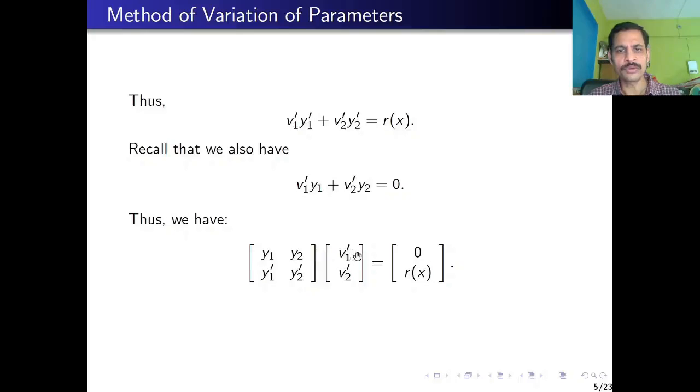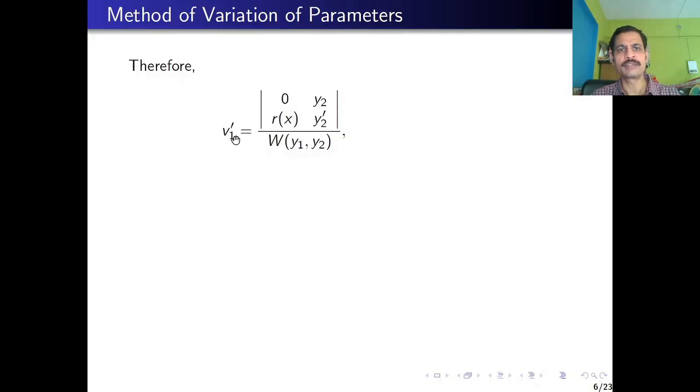Now, in order to find the value of v1 prime, we know that v1 prime is equal to the determinant of the matrix where the first column is replaced by 0, Rx, and the second remains as it is, divided by the determinant of this coefficient matrix, which is nothing but the Wronskian. So v1 prime is equal to the determinant with entries 0, y2, Rx, y2 prime, divided by the Wronskian of y1, y2.